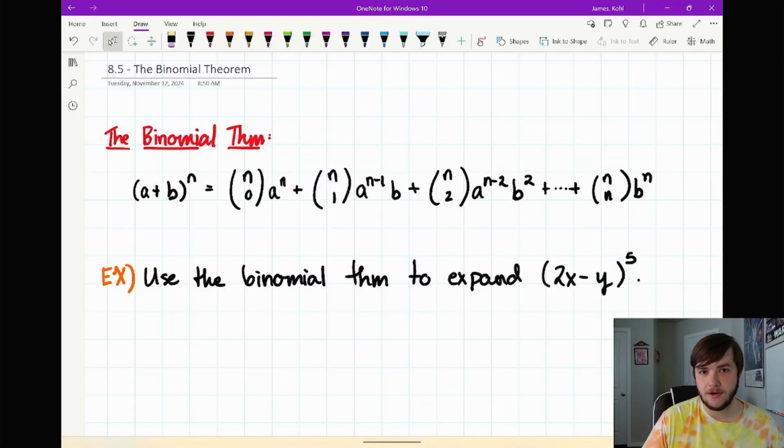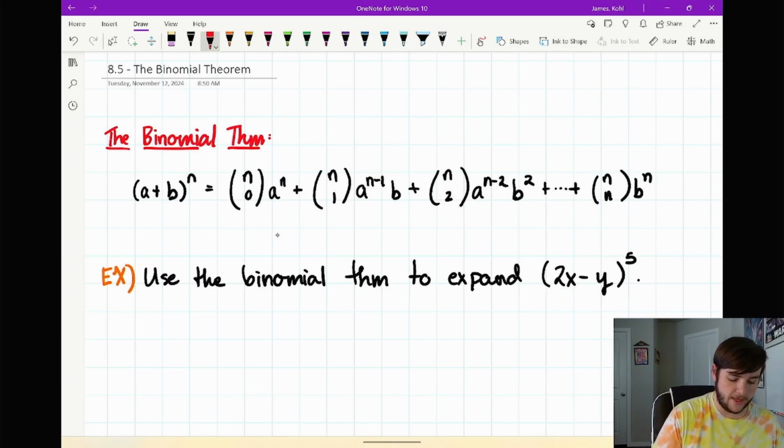The binomial theorem is a shortcut to expanding out any binomial with a power on it. So if I've got a plus b to the n, this tells me how to fully expand that binomial without having to FOIL out every pair. I get a term with a to the n power, and its coefficient is n choose 0. Then, for each term moving forward, I subtract a power from a and add a power of b. And then I tick up the number in my combination by 1.